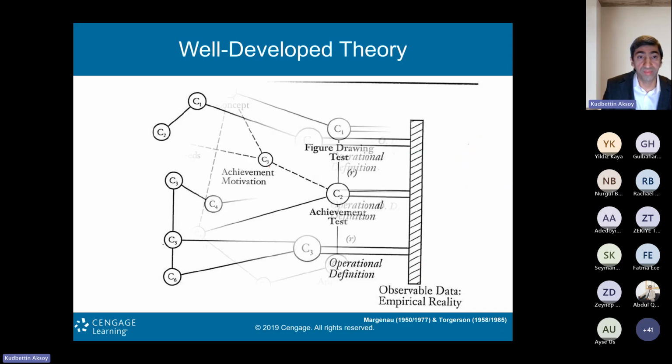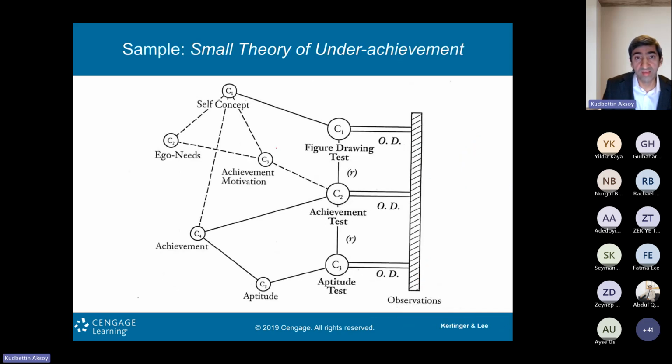It helps you to visualize. In psychology, on the other hand, let's say we have a small theory of understanding. This is from another textbook, Erlanger Lee, the best in the research design for doctoral students. So here we have observables, and here we have our constructs this time, like figure drawing test. We are going to have a construct here, and we will measure this construct with this test. And then we have an achievement, and then we have our operational definitions.